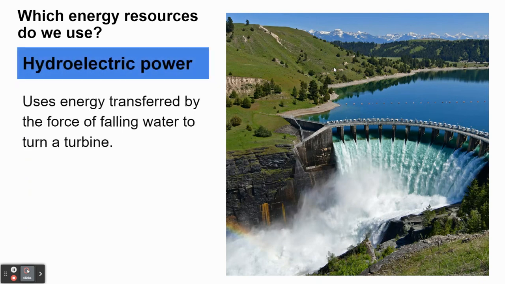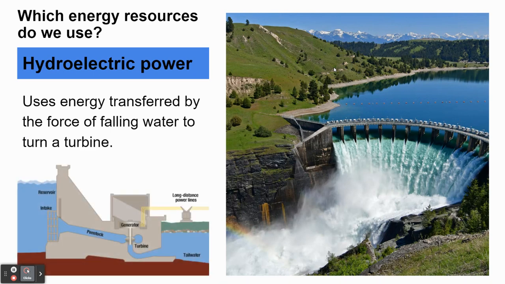We also have hydroelectric power. This uses energy transferred by the force of falling water to turn a turbine. This is what it looks like if we did a cross section. On the left hand side there's a reservoir of water. There's some kind of dam. The water has to fall through, passing a turbine into that lower level water.